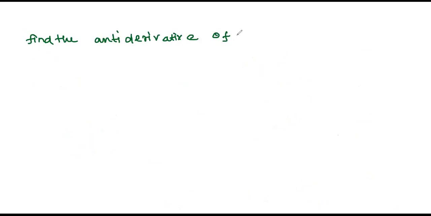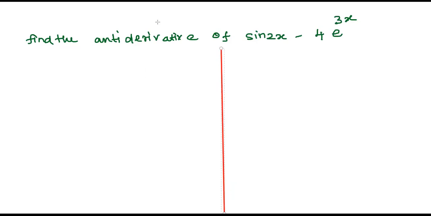We'll do a question from NCERT, just a second. Yes. So find the antiderivative for sine 2x minus 4 e raised to the power 3x. Let's split this into two parts. First, we'll find the antiderivative for sine 2x, and for 4 times e raised to the power 3x. At last, we'll club this with the subtraction operation.